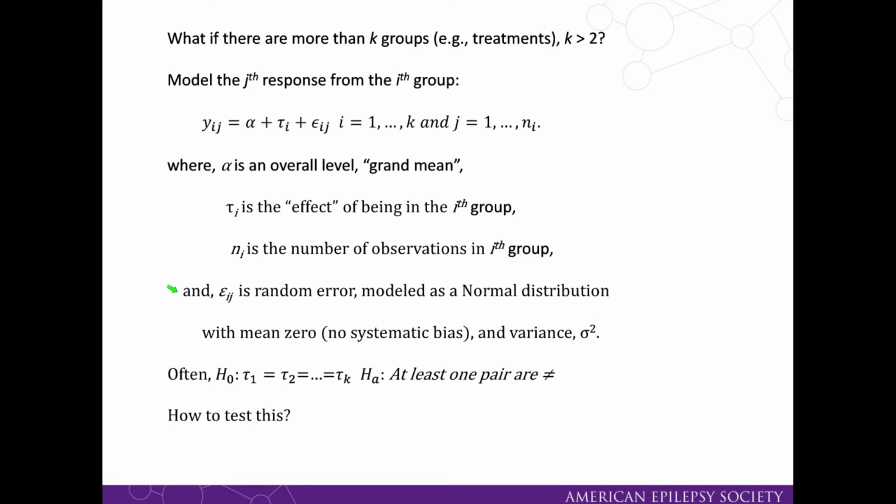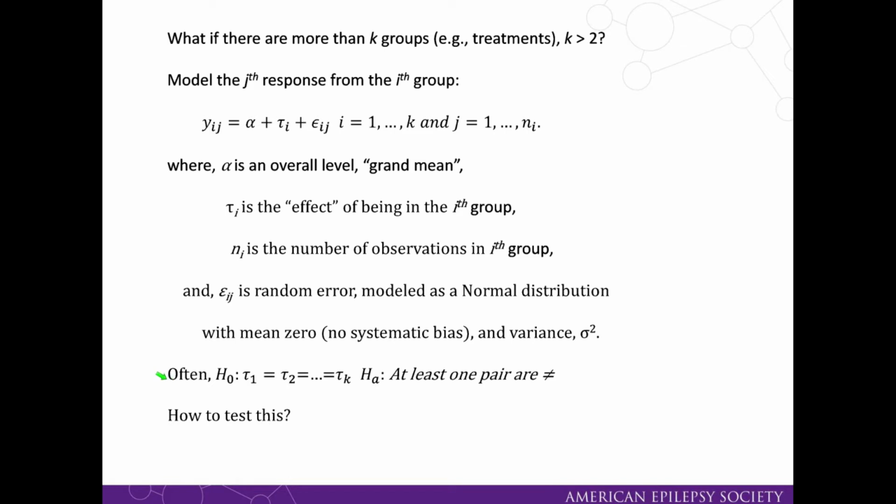So we have to model noise, and epsilon ij is a random error modeled as a normal distribution with a mean of 0. In other words, there's no systematic bias. That seems reasonable. And variance sigma squared. The normal distribution, as you know, is the traditional bell curve.